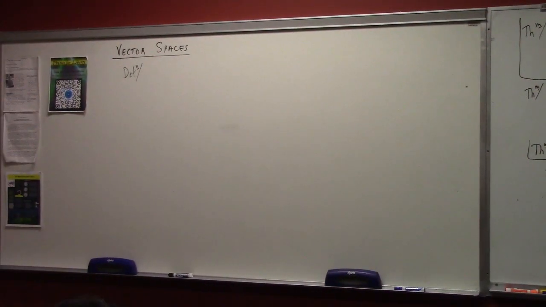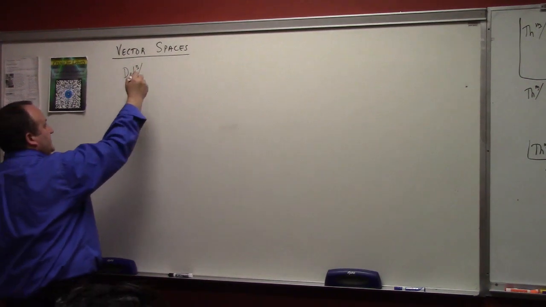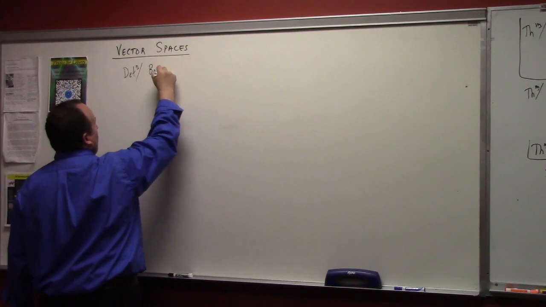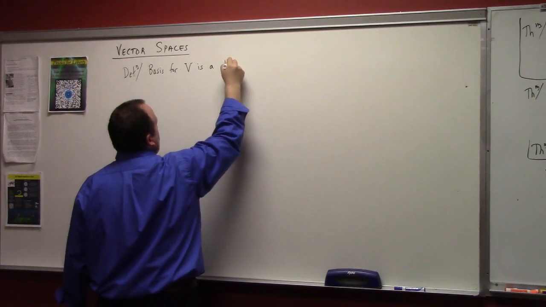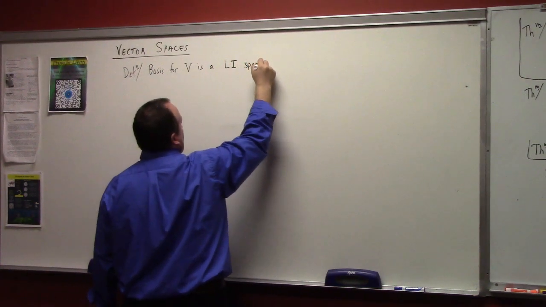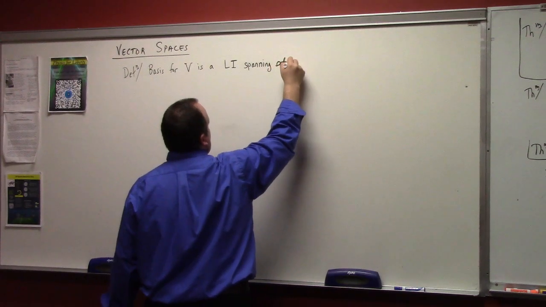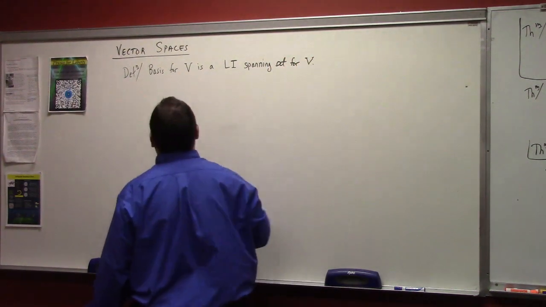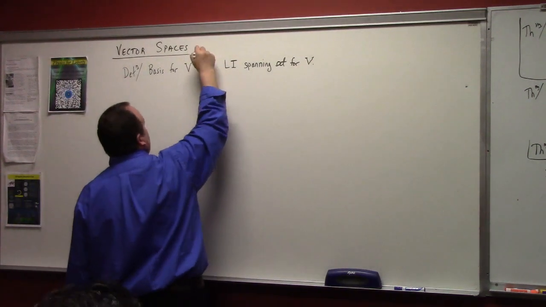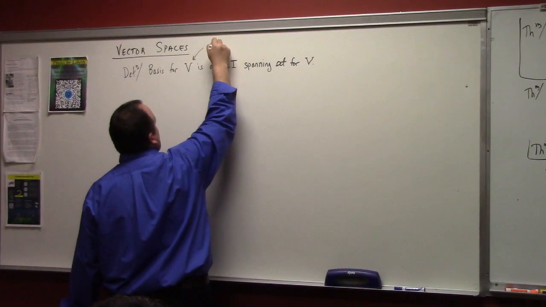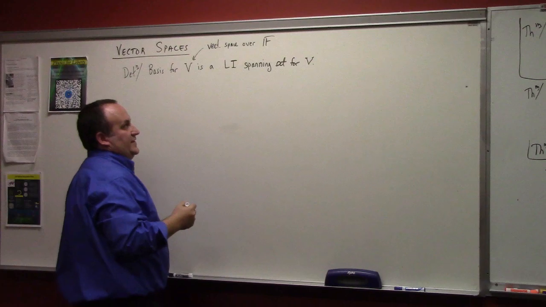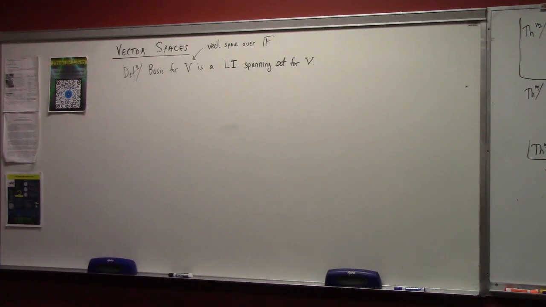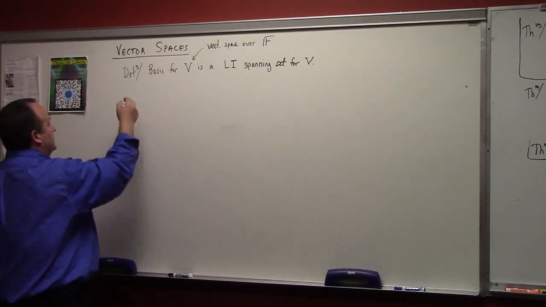So let's write that down. A basis for V is a linearly independent spanning set for V. All right. And of course, I'm assuming, as usual, V is a vector space over a field. And of course, all of the spans that we're talking about are taken over this field, the scalars for the spans are taken from that field, right?